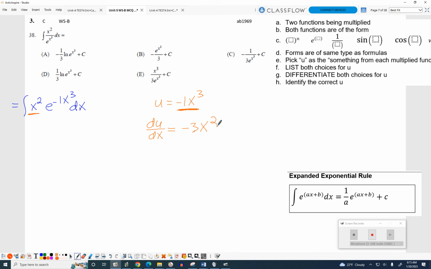Okay, the name of this technique is called U substitution. We are literally going to change out every single item on the left that involves something with x. So this, and this, all of those are going to be changed into something involving u. And we have to make legal substitutions. So we already have one legal substitution that we can make. It's right here. Because it says, anywhere we see negative 1 x cubed, we can write u instead.